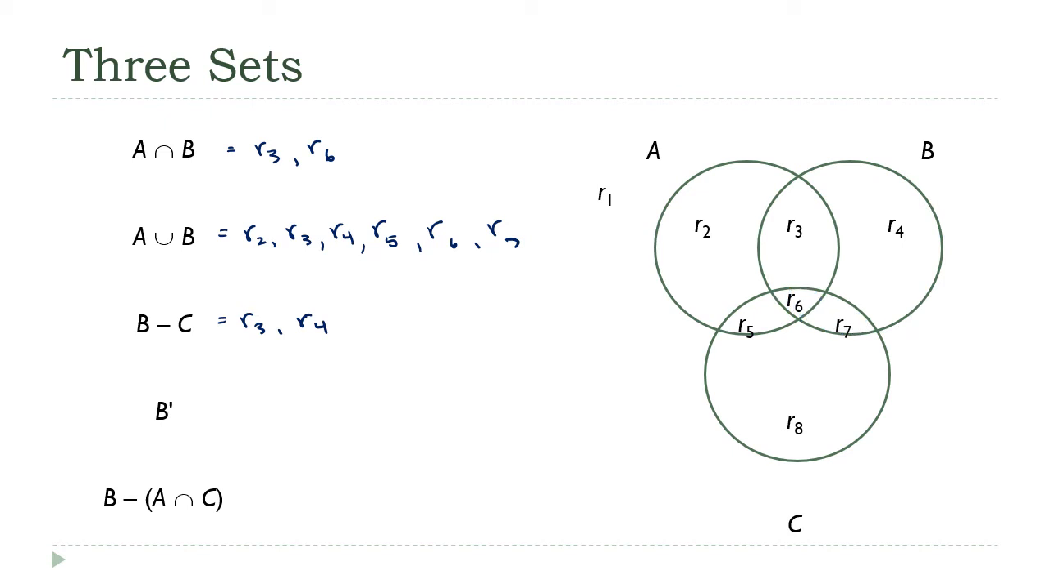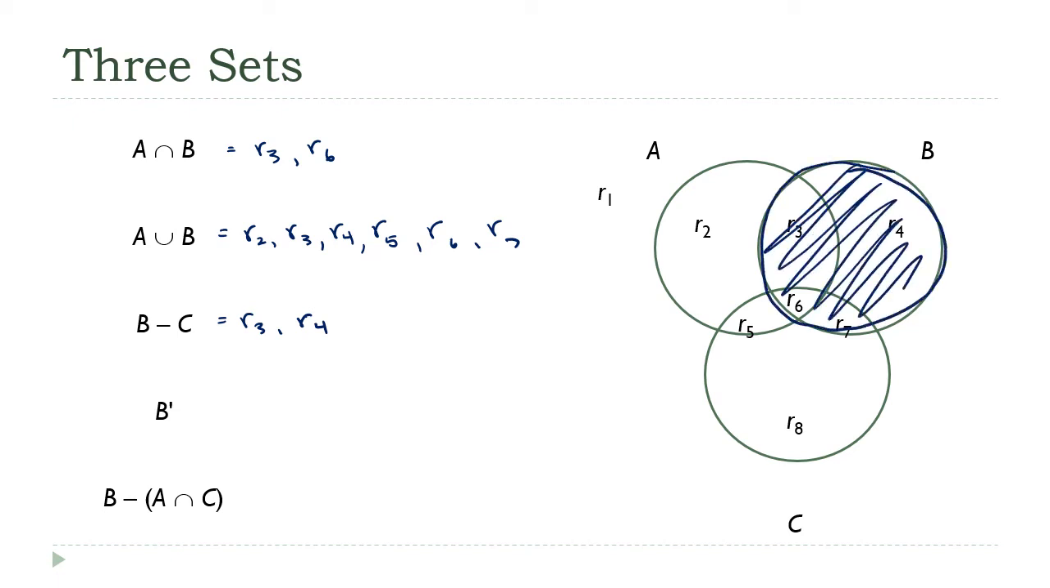B complement, everything not in B. So I don't want these, right? What's left? I've got region 1. Don't lose track of region 1 up here. It's easy to lose. It's easy to forget about. Region 2, region 5, and region 8.